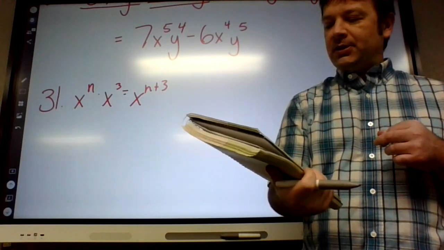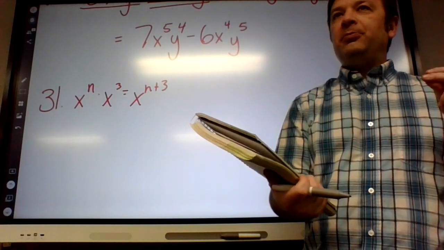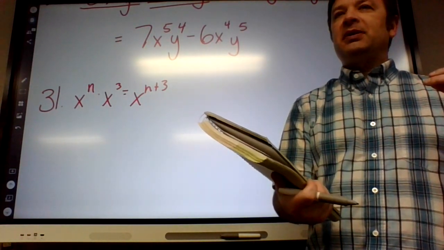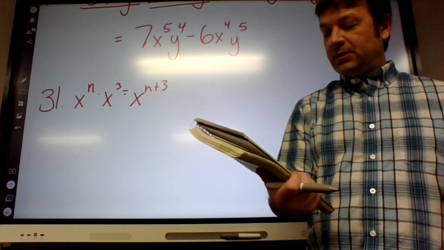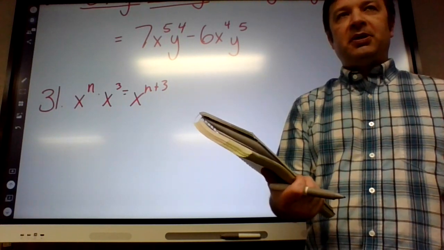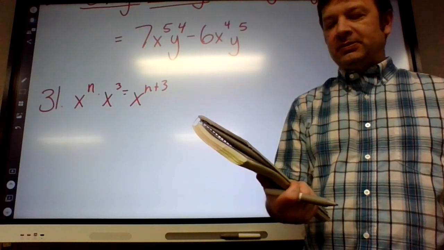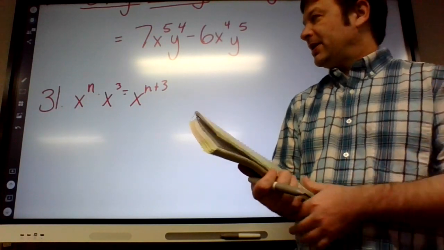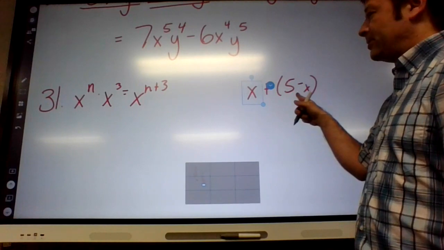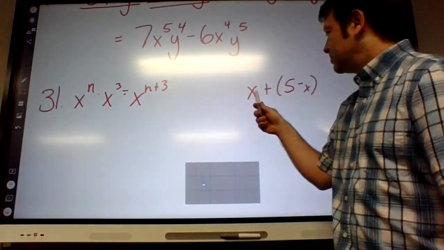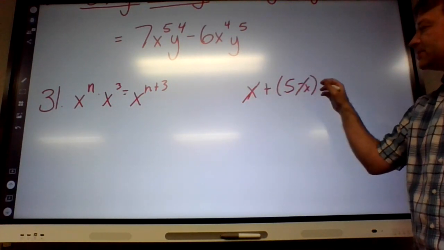So on 32, what are we going to have to do? Same thing. Distributive property. No. Okay, when you multiply the same base, what do you do with the exponents? Add. So what are we adding on 32? It would be x plus 5 minus x. Now you don't really need parentheses here, but we're adding the exponents. What does that simplify to? x minus x is 0, so it's just 5.